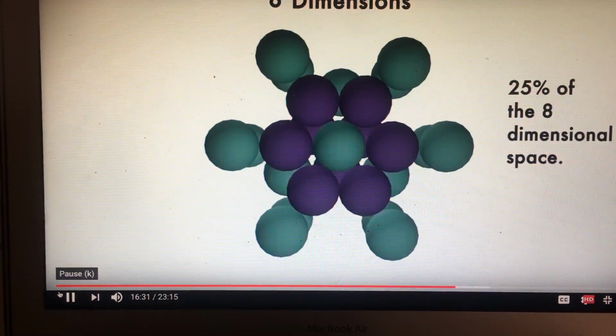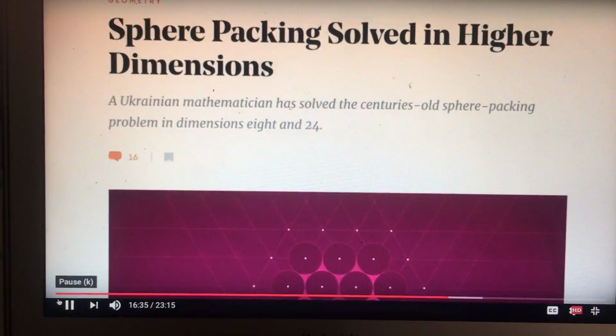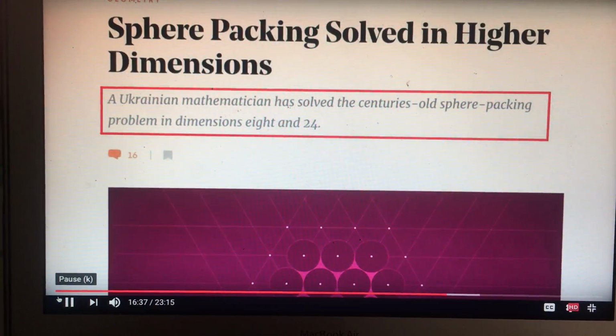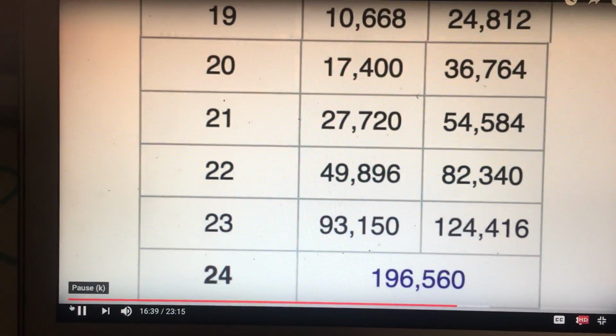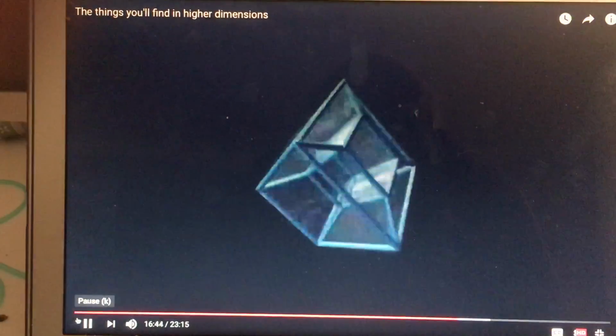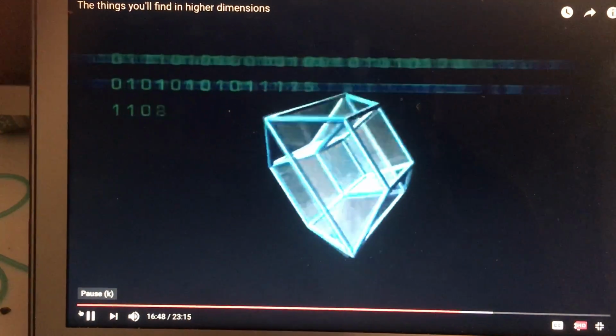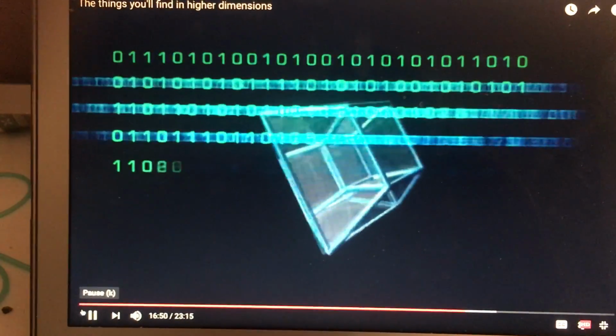So we do know the math in 8 dimensions, and guess what? The math of optimal sphere packing was determined in 24 dimensions as well, just like the kissing number problem. By the way, for anyone saying, what's the point of this? It turns out sphere packing and the hypercube graph have applications in information and coding theory when it comes to correcting errors in data that show up in noisy communication channels.